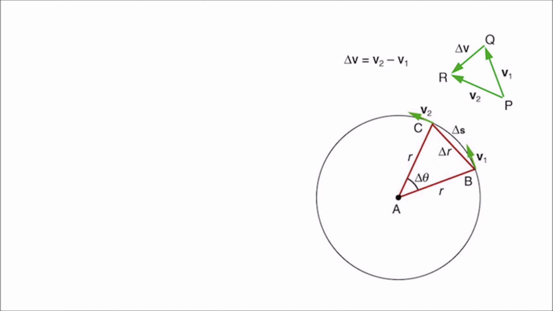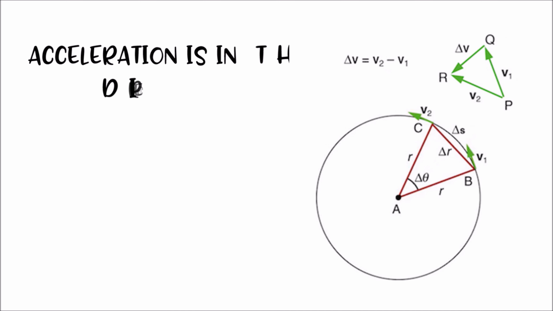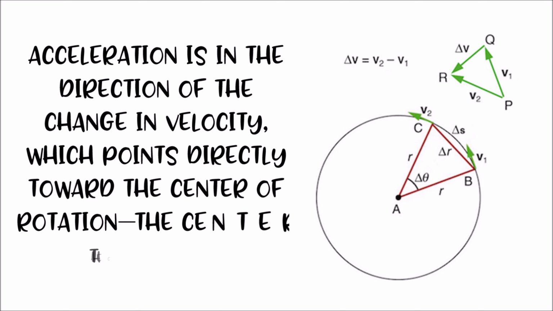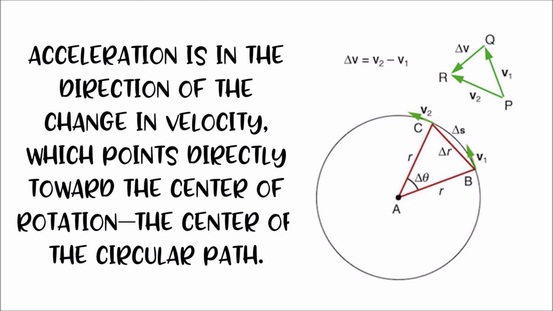Looking at the green arrows in the diagram, we would see that the arrow for the change in velocity, or the change in v, is pointing towards the center. And this shows that the direction of the acceleration is towards the center.